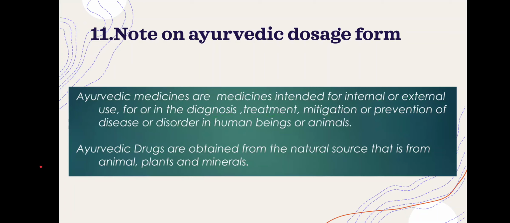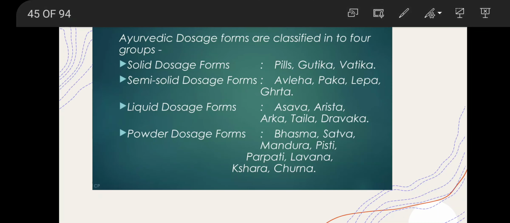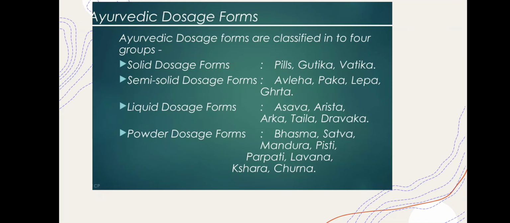Now, these Ayurvedic dosage forms are obtained from natural sources, that is from animals, plants and minerals. These Ayurvedic drugs are obtained from natural sources. Now, Ayurvedic dosage forms are classified into 4 groups: solid dosage form, semi-solid, liquid and powder.